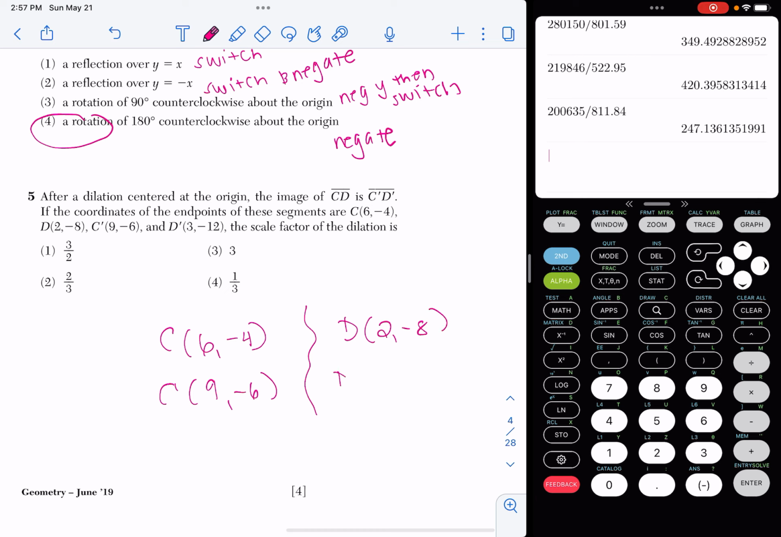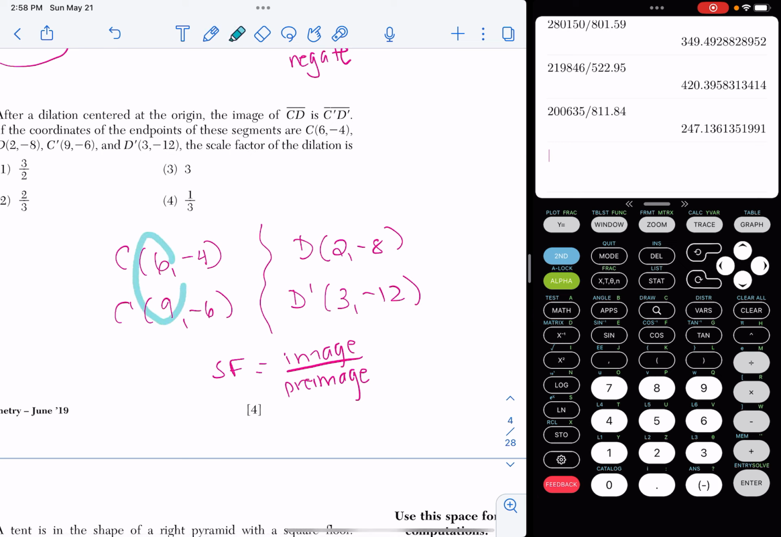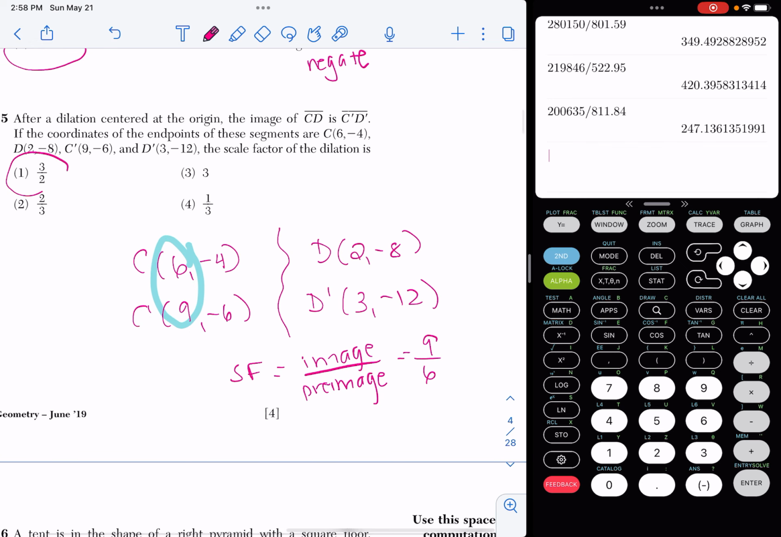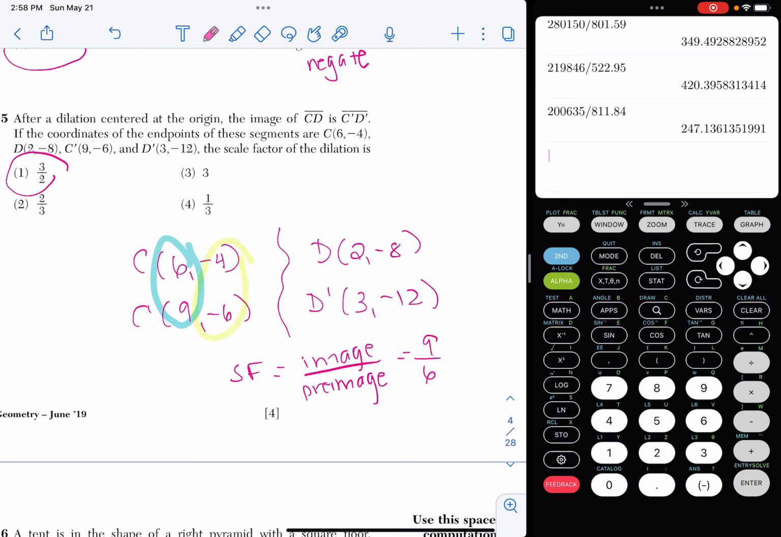We're going to find those corresponding coordinates and compare them. One little formula you can use to find the scale factor is to take something from the image and divide it by its corresponding piece in the pre-image. So let's say, for instance, I take these two x coordinates. I would get 9 over 6, and that's 3 over 2. That's going to give us choice 1. Let's say instead I picked these two coordinates, -6 over -4. I'm still going to get 3 over 2. If I look at D and D prime, I'm going to get 3 over 2 no matter what.